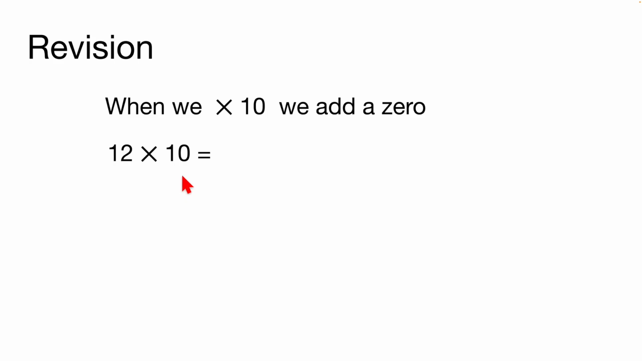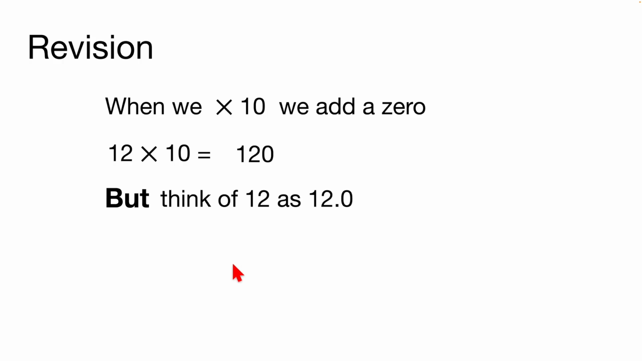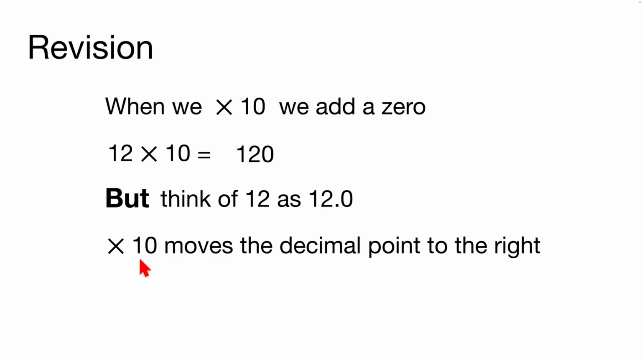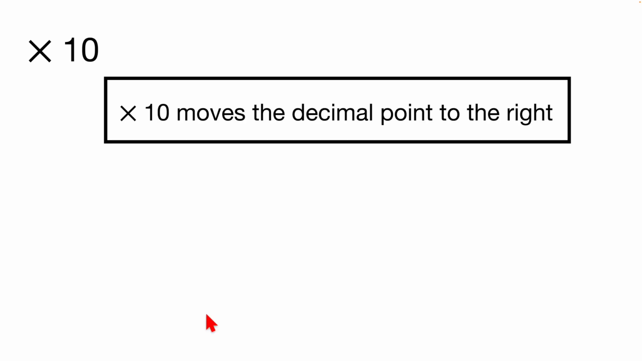12 times 10 is equal to 120. We've just added a 0. But if we look at it a different way, think of 12 as 12.0. Then times 10 moves the decimal point to the right. 12.0 times 10, we just move the decimal point to the right and we get 120. Okay, maybe that's useful, maybe not.